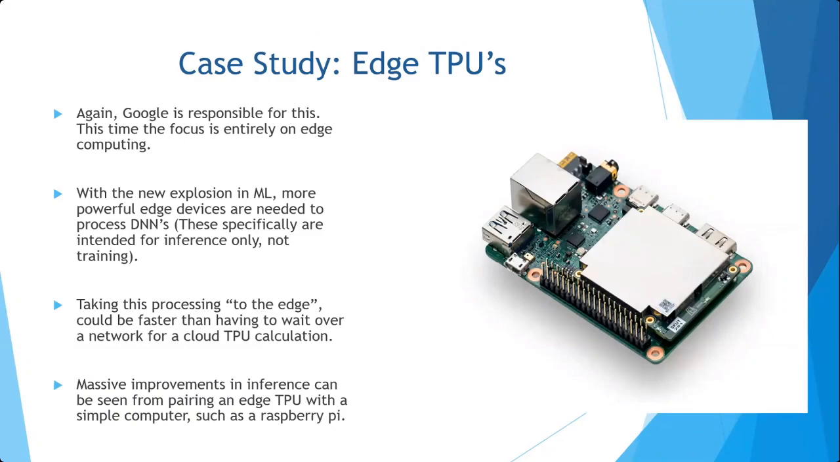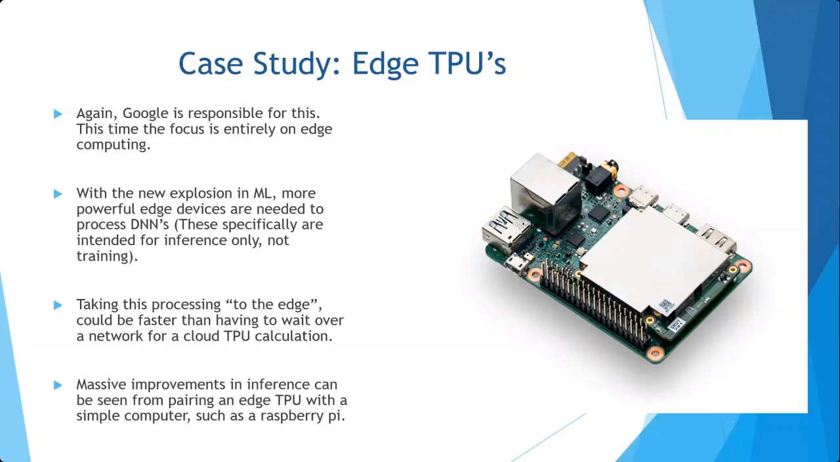For my last case study, I'll go over the Edge TPU. Again, Google is responsible for this. The focus this time is entirely on edge computing. With the new explosion in machine learning, more powerful edge devices are needed to process deep neural networks. Now, these edge TPUs specifically are not intended for training. They're meant for inference only. So they can't really train a deep neural network that efficiently. It's more meant to perform inference at the point of action. And this all takes the processing to the edge, as edge computing implies.